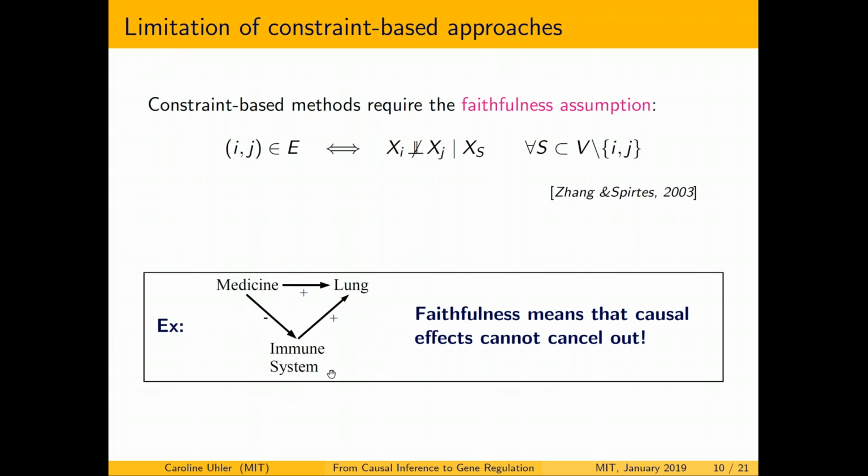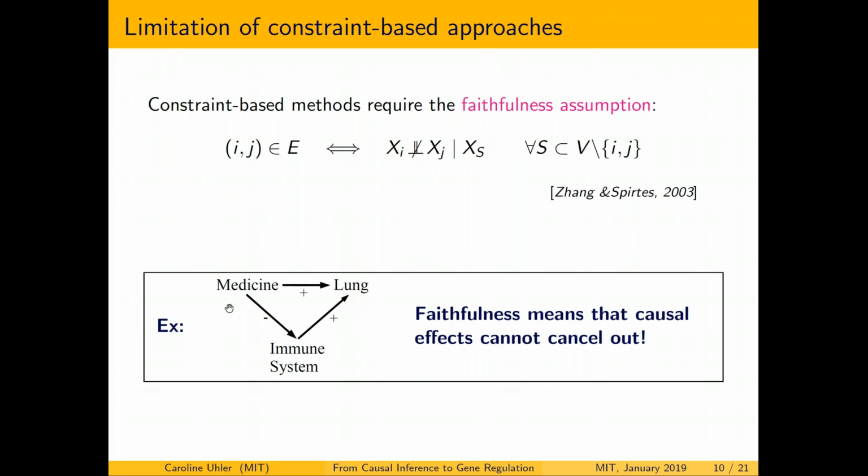Well, and of course, a well-functioning immune system also helps your lung to function well. So it could be, right? I mean, there are definitely such cases where this negative effect here is as strong as the positive effect here, so that these effects actually just cancel each other out. And in this case, in the data, you would actually observe that your lung functioning and taking the medicine or not are independent from each other, just because these causal paths cancel out.